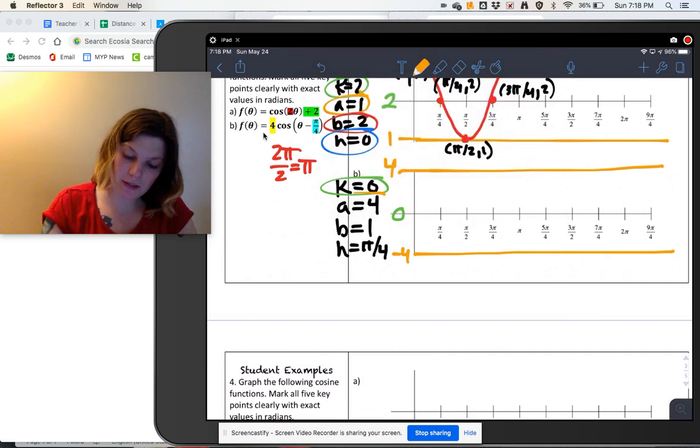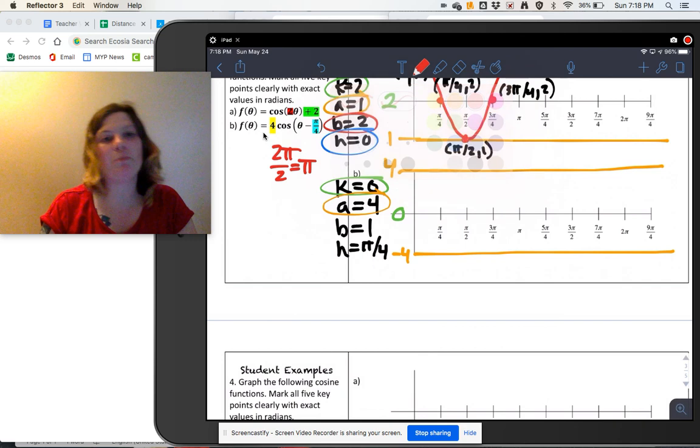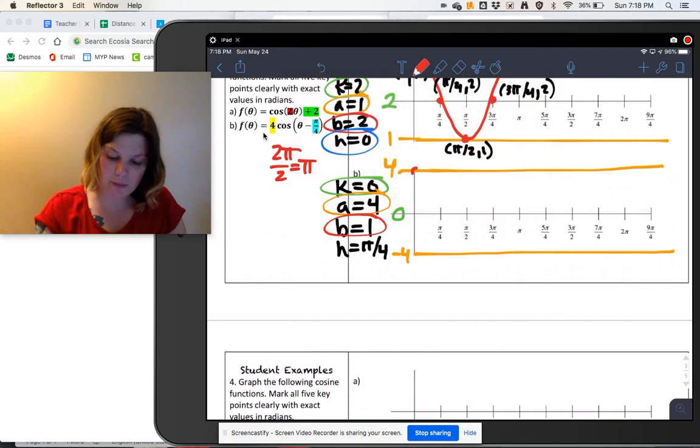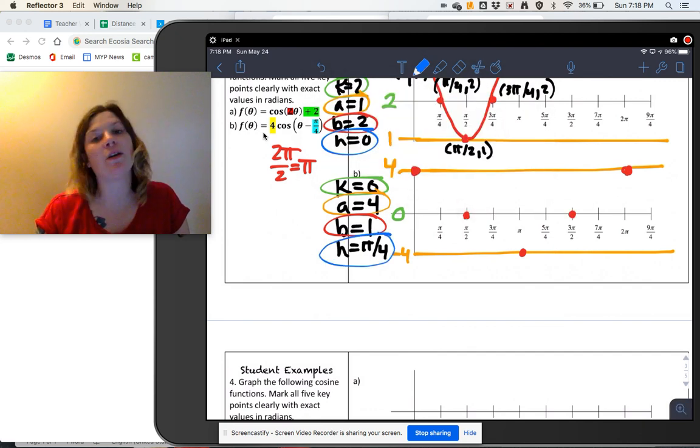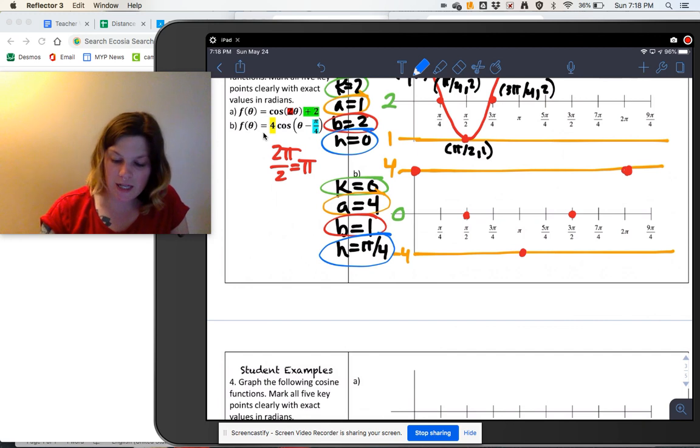Circle that in that color. Okay, then our b value is 1. That means we just have 2 pi as our period. So there, and then 2 pi. And I'm going to put in all my points there, but I noticed that my h value is pi over 4, so that means that everything gets bumped over pi over 4.